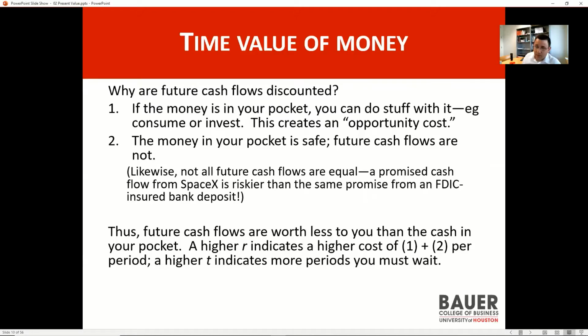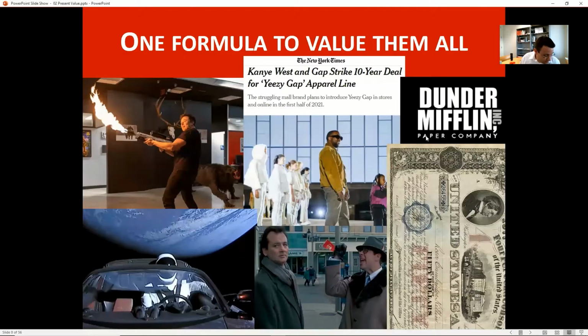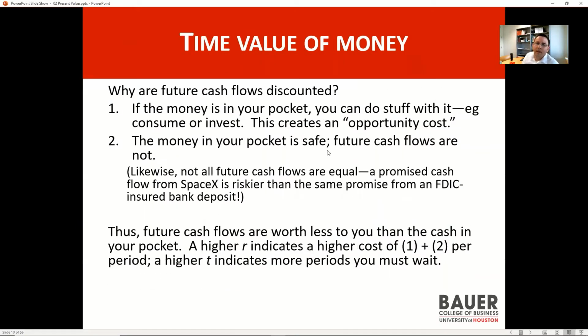So if Elon Musk, if we go back to this kind of board of possibilities here, if Elon Musk is promising you $1 in 10 years, that has a very different risk profile than if the US government is promising you $1 in 10 years. Okay, so that's part of the time value of money. That future cash flow gets discounted more if it's riskier in the future. Okay, so these are the two components of the time value of money.